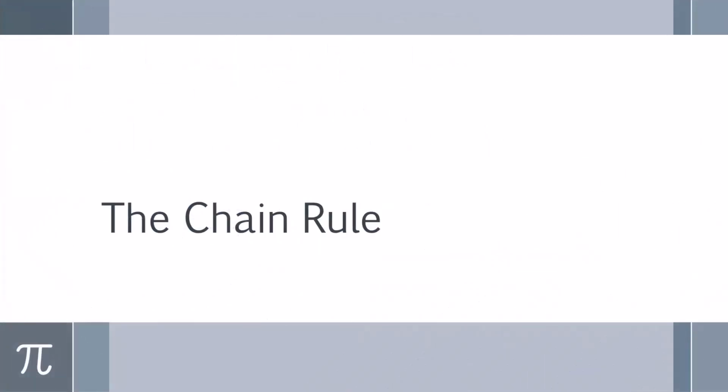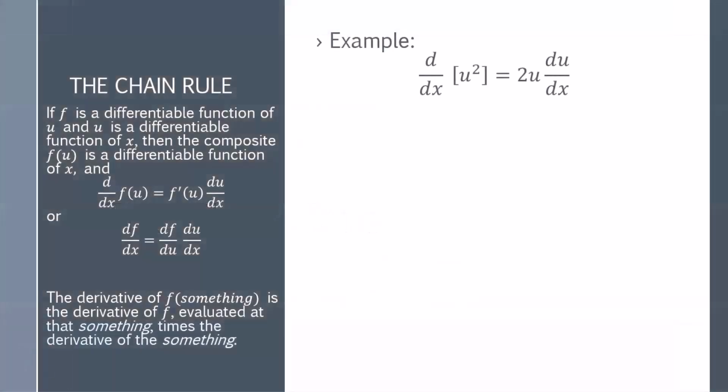Chain rule. If f is a differentiable function of u and u is a differentiable function of x, then the composite f of u is a differentiable function of x, and the derivative of f of u is equal to f prime of u times du dx, or df dx equals df du times du dx.